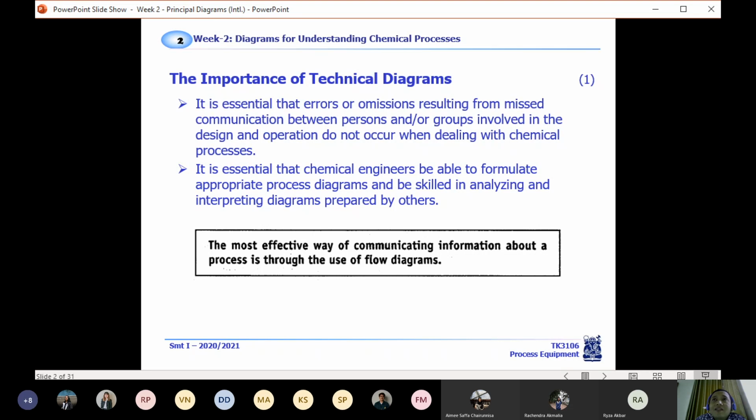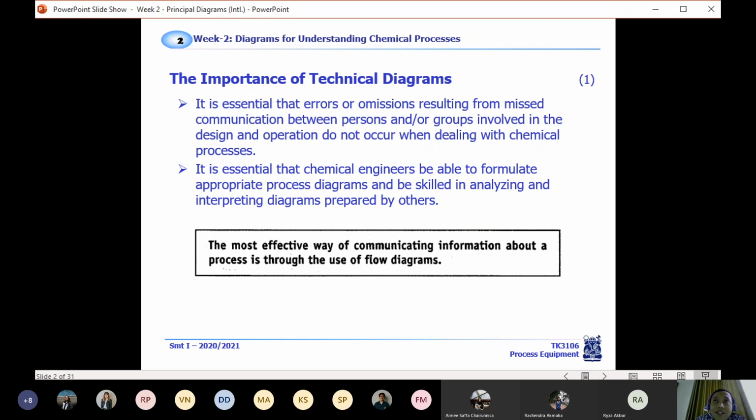For example, mechanical engineering, piping engineering, civil engineering, they usually have their own universal language to understand between engineers among the different countries. So by using a technical diagram or principal diagram, we can reduce the error from miscommunication between persons and groups. This is the importance.